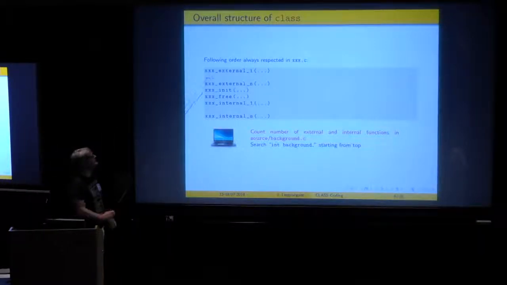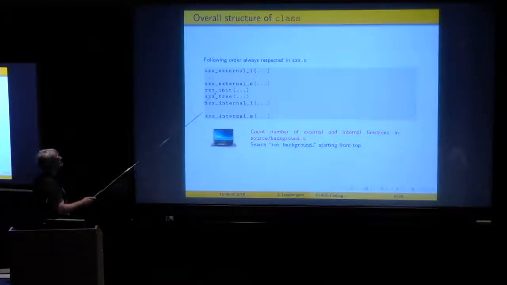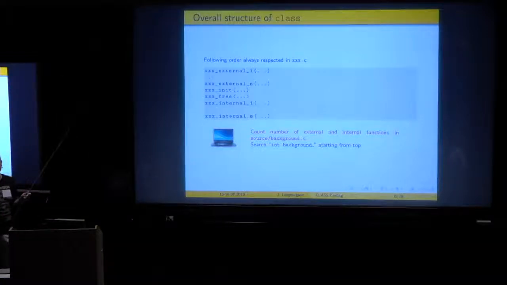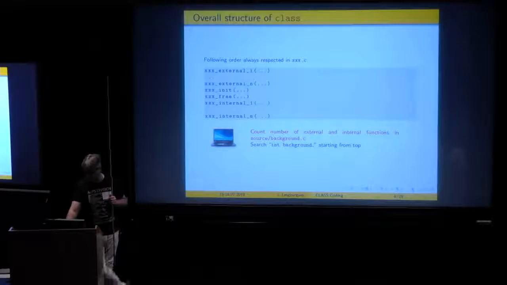And you will get indeed some external functions. The first one, I think, is background_at_tau. Then you will see the init, then the free, and then you will see something like 10 to 15 other functions, maybe more.